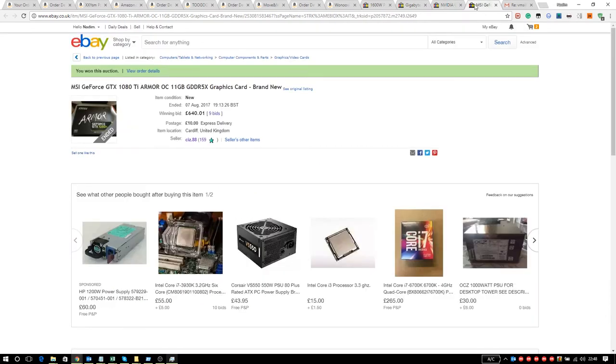The 8th GPU is the MSI 1080 Ti Armor Overclock Edition. This was £640.01 with £10 postage. I'll go to the spreadsheet and explain why I paid more for this, but it wasn't really more. It was £10 postage from Cardiff, and again I haggled on this postage price. The seller was Sys.88. The seller describes it as all retail box, brand new, never opened, still sealed, which it was, but for some reason it's put no invoice.